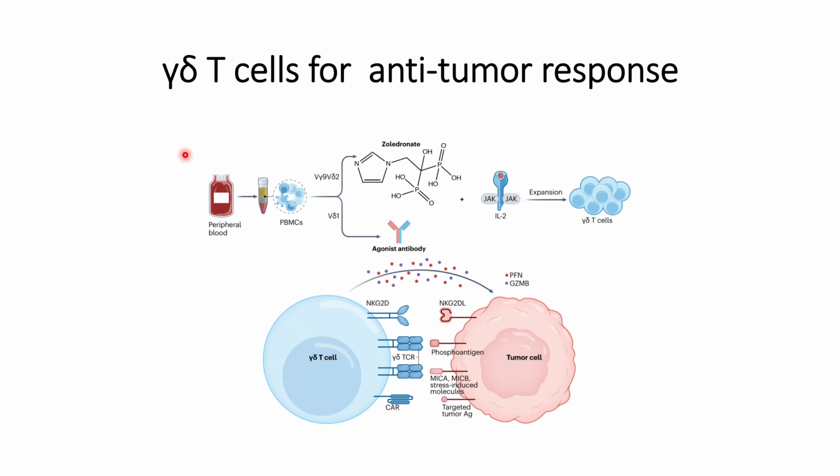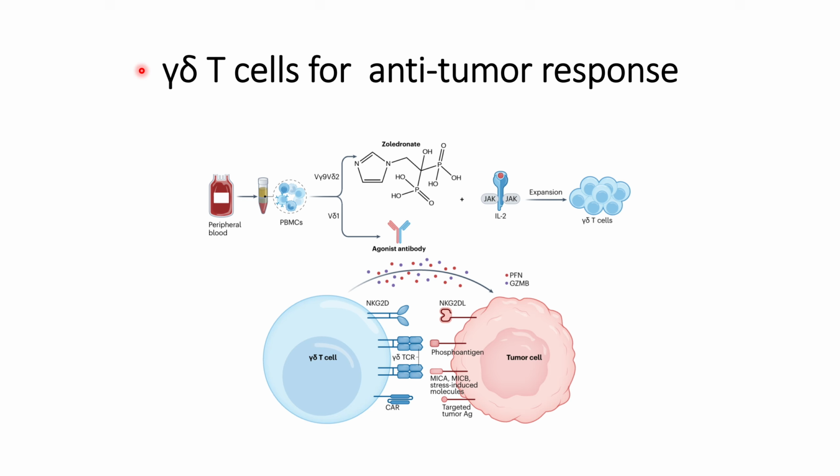In this video, we will discuss gamma delta T cells for anti-tumor response. The main focus of this video is to understand how these gamma delta T cells are better than the other types of T cells that are present within the host. Gamma delta T cells act as a bridge between the innate immune response and the adaptive immune response.